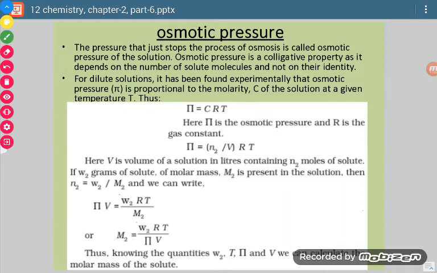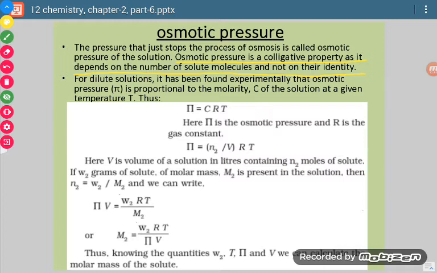Now what is osmotic pressure? Osmosis is a phenomenon and osmotic pressure is a property. The pressure that just stops the process of osmosis is called the osmotic pressure of the solution. Osmotic pressure is a colligative property. Why is it a colligative property? Because it depends on the number of moles of solute or number of solute molecules, and not on their identity.